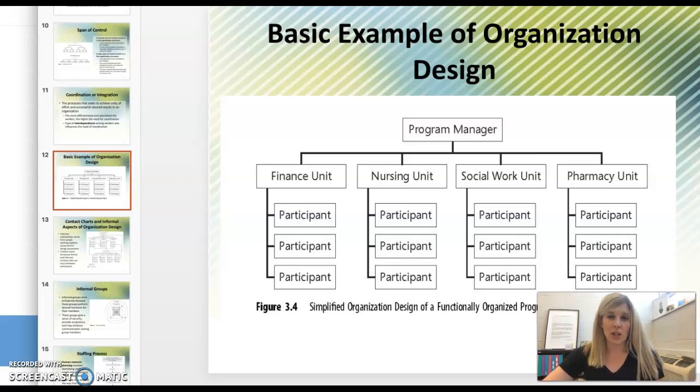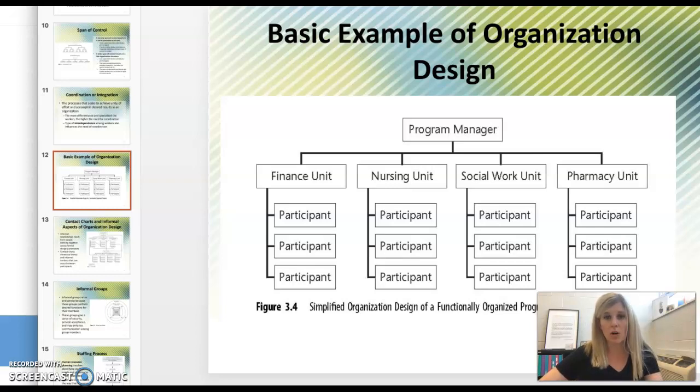Hi guys, I'm just going to finish up our organizational design and organizational culture discussion from Module 5. And I do want to highlight, these are the last 4 slides of the lecture, and you can see here a basic example of organizational design.